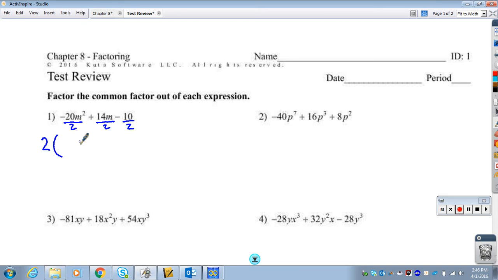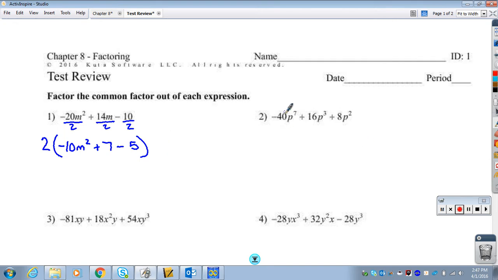And when I do that, negative 20 divided by 2 is negative 10m squared. 14 divided by 2 is 7. And negative 10 divided by 2 is negative 5. Again, I'm just going to double check negative 10, 7, and negative 5. The greatest common factor there is 1. That's the only number I can divide them all by, so I know that I am finished.